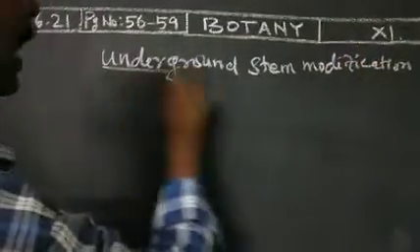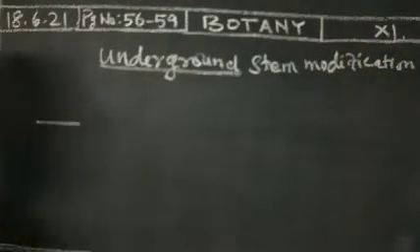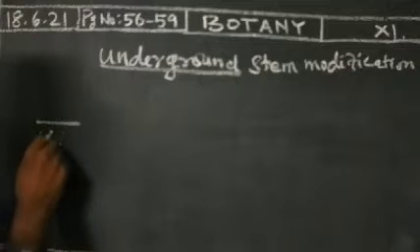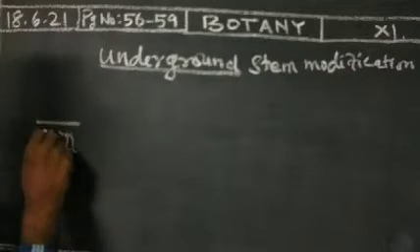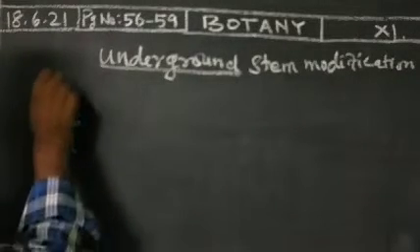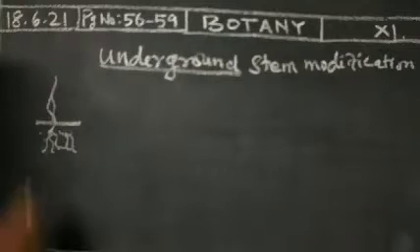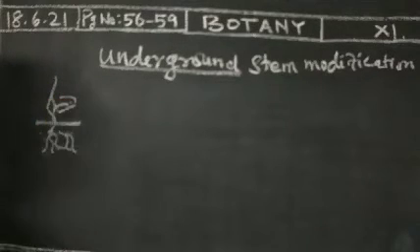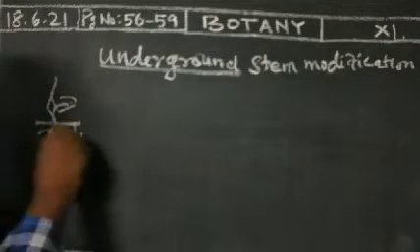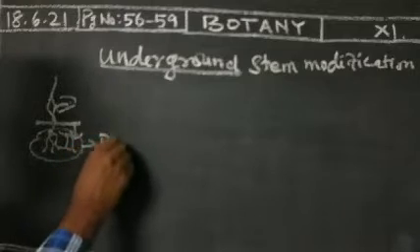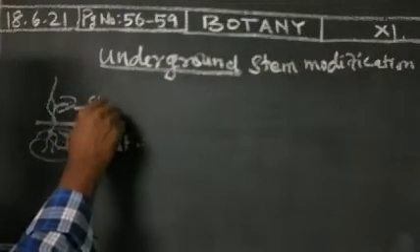Here, what do you mean by underground? There is a soil level, and in this area some roots are there. Above the soil level, the shoot system is produced, and below the soil level, the root system is produced.